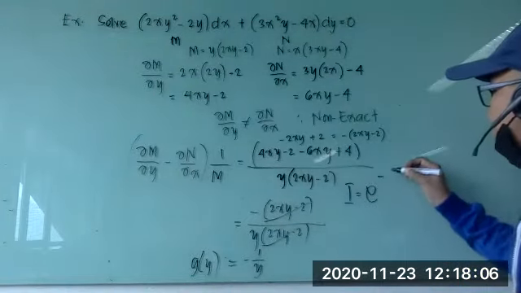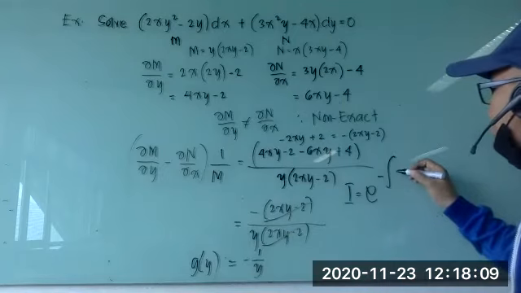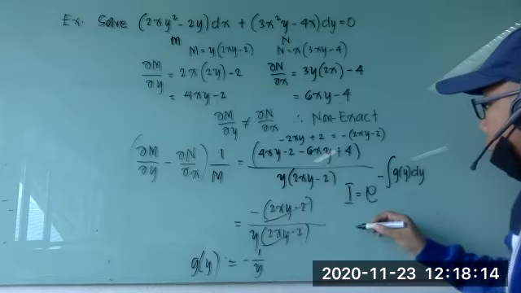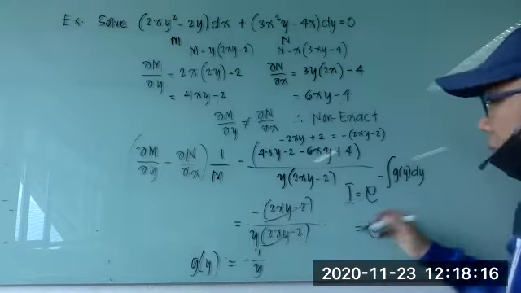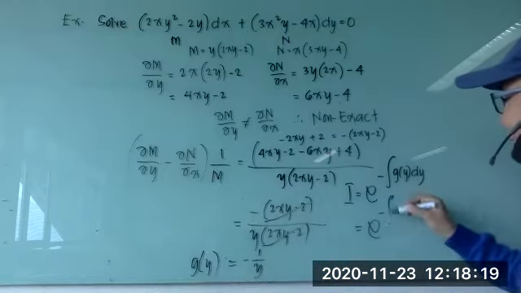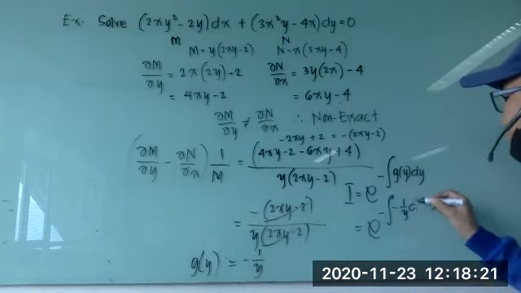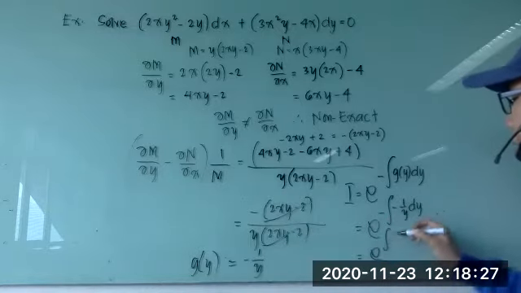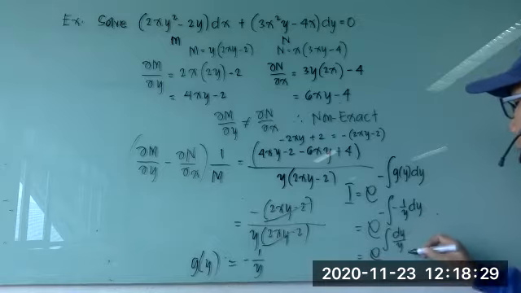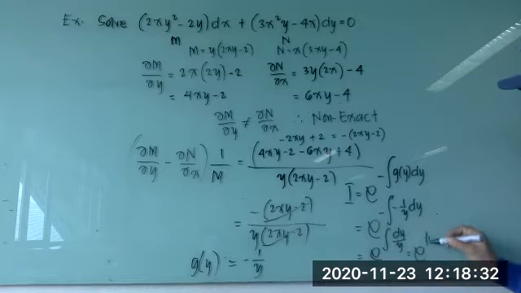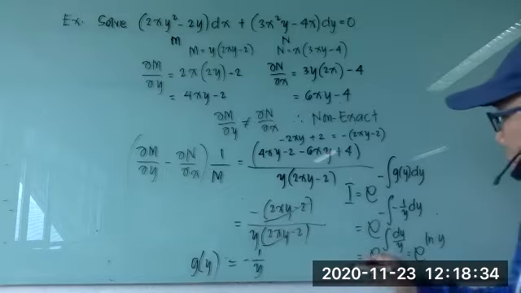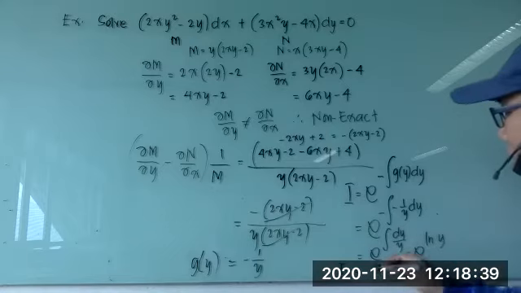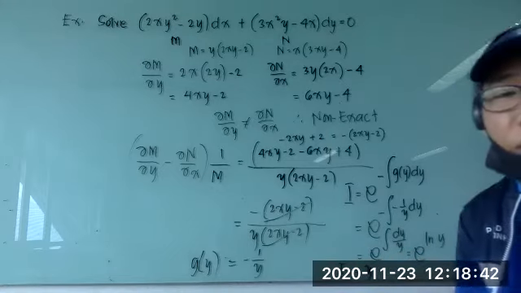So integral of g of y times dy. Okay, so this will be e raised to negative of the integral of negative 1 over y times dy. Negative times negative becomes positive. So integral of dy over y is equal to ln of y. Therefore, the integrating factor is e raised to ln of something, which is equal to that something. So the value of the integrating factor is y.